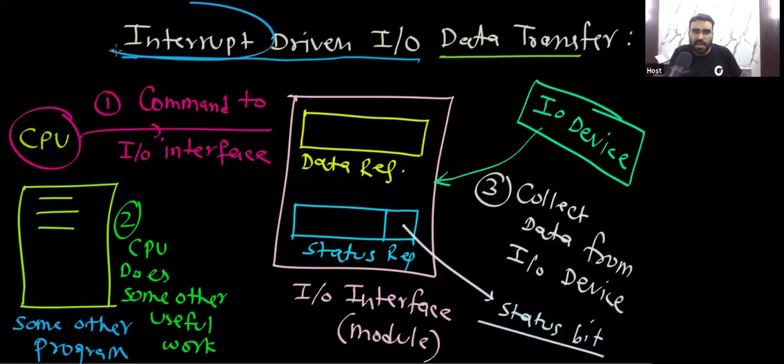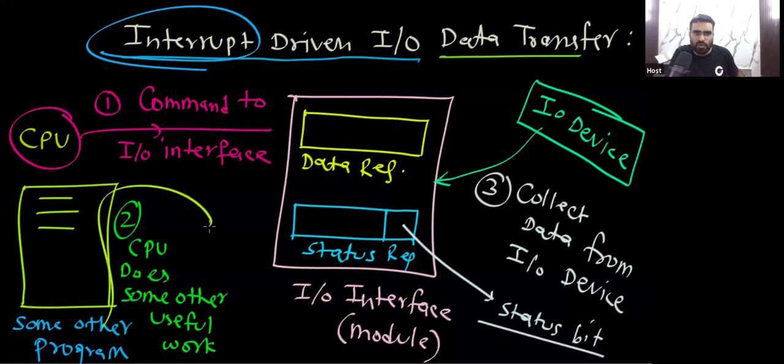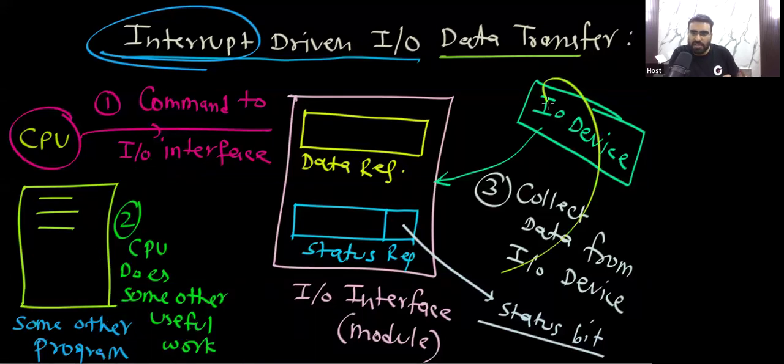I told you, this is interrupt driven IO. This is not program controlled IO. The CPU is doing some other useful work. The CPU is already executing some other program. Yes or no? So you can see this data will be collected by the IO interface.